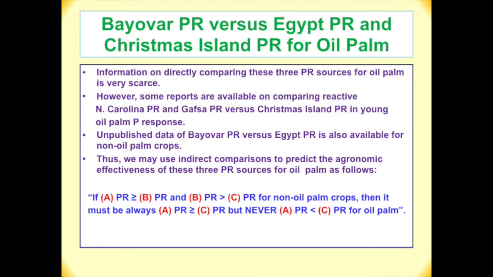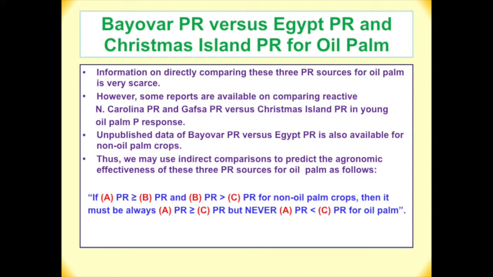Comparing the Bayovar versus Egypt and Christmas Island for oil palm, because not much information, it's very scarce. However, some reports on the North Carolina gypsum and Christmas and Egypt for young oil palm response. And published data also compare Bayovar rock versus Egypt for non-oil palm crops. So we can make indirect comparison to predict the agronomic effectiveness of these 3 phosphate rocks, that is Egypt, Christmas Island, and Bayovar. By indirect comparison, this is the prediction or estimation.